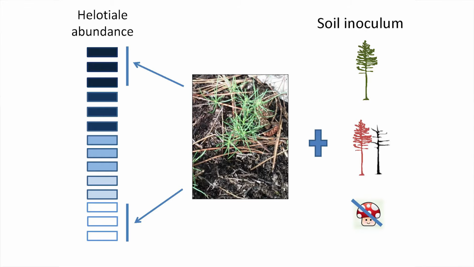Those pine seedlings will have one of 3 different treatments. Either they will receive soil inoculum from healthy pine stands, or they'll receive fungal inoculum from a beetle-killed stand, or they won't receive any inoculum. So we'll inoculate the seedlings, put them out in the field, and let them grow for a couple of years. Then we'll measure their performance in terms of growth and survival, and also look at their defenses in a field situation.